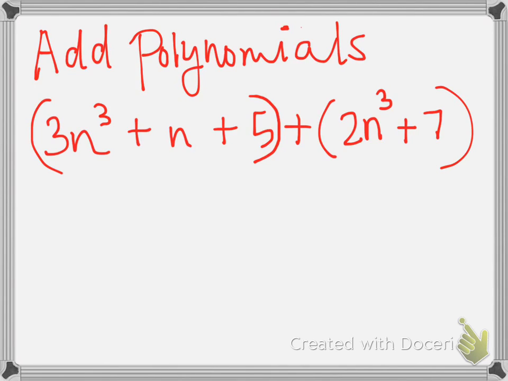When you add polynomials, you have to add the like terms. So to be like terms, you have to have the same variable, and those variables have to have the same exponent. So these are like terms, and all I do is add the number in front, or the coefficients. So I add 3 and 2 and get 5 n cubed. N cubed is what made it the like term.